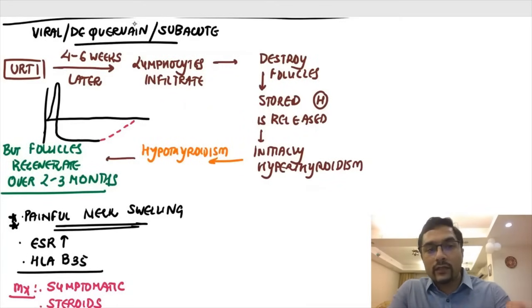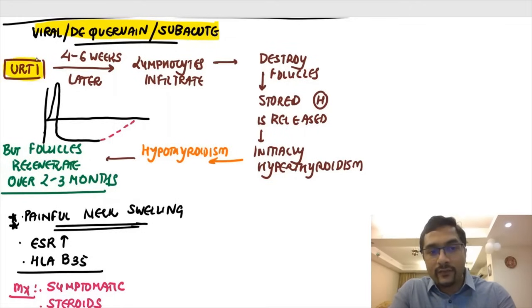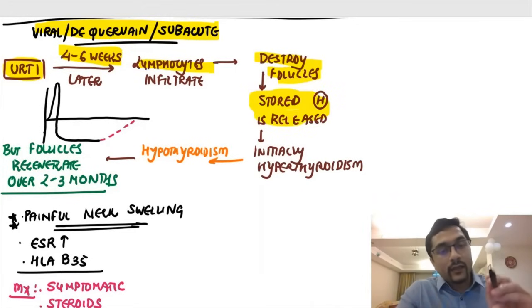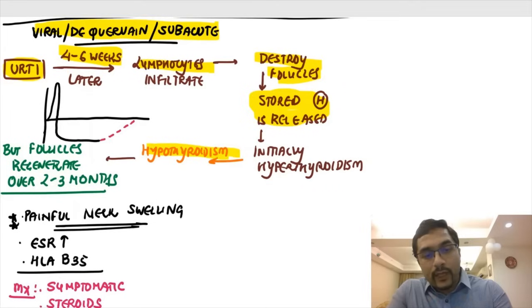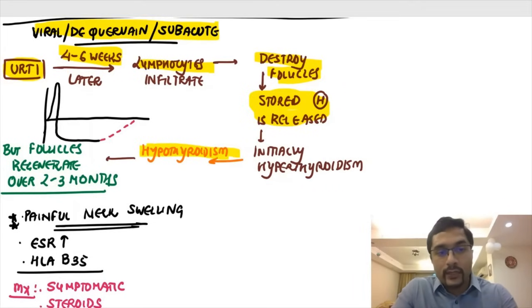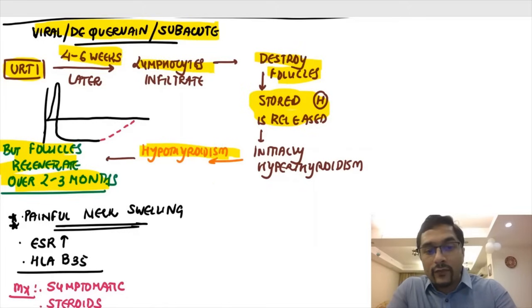Subacute thyroiditis, or de Quervain's, also known as granulomatous thyroiditis, can occur 4 to 6 weeks after an upper respiratory tract infection. There can be a lymphocytic infiltrate, and that infiltrate can destroy the follicles and the stored hormone is released. That is why T3, T4 can be raised initially. After that, because the follicles are destroyed, there is hypothyroidism, but gradually over 2 to 3 months, the follicles regenerate on their own. So this is a self-limiting condition.